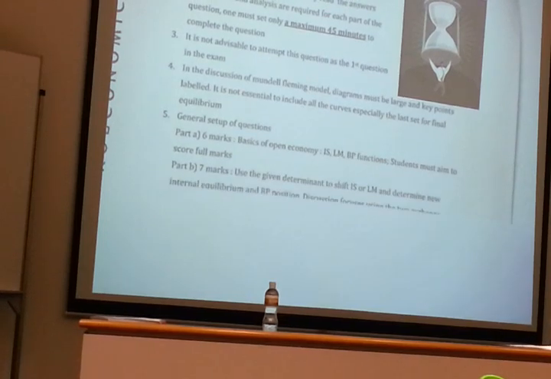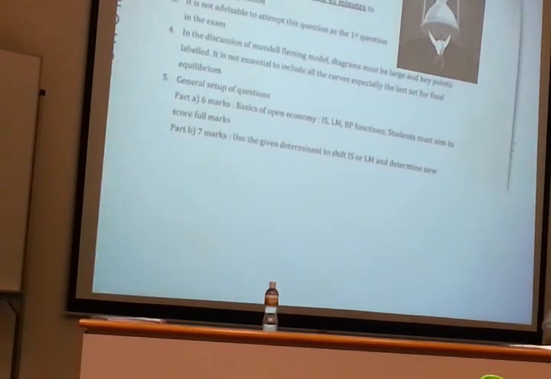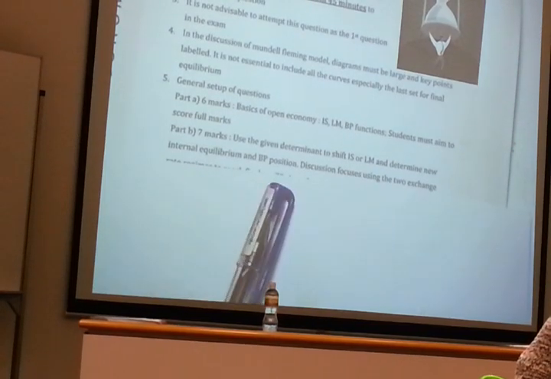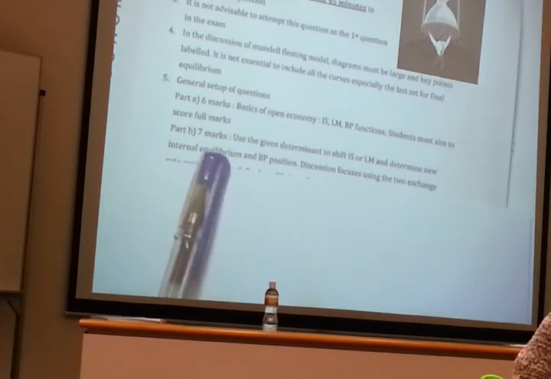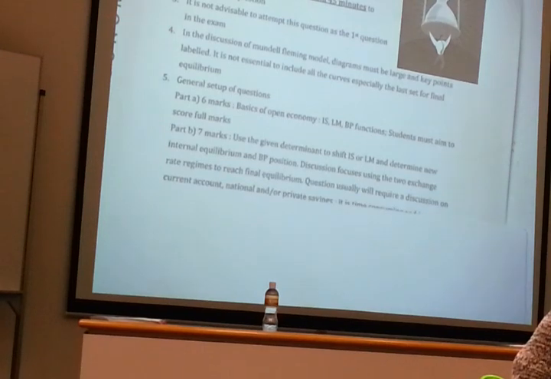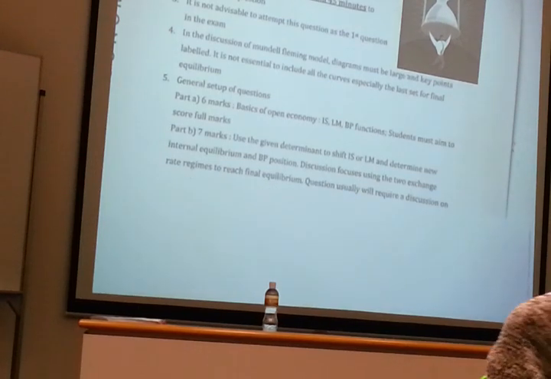Part B question is very standard. They will give you a scenario. You either shift IS or LM. It's very standard. It could be policies. It could be shocks in the economy. So find your ISLM, find your internal equilibrium and the BP. But this question that is 7 marks is very heartless. You must discuss 2 exchange rate regimes, not 1. Doing 1 will fail. You must finish both exchange rate regimes.